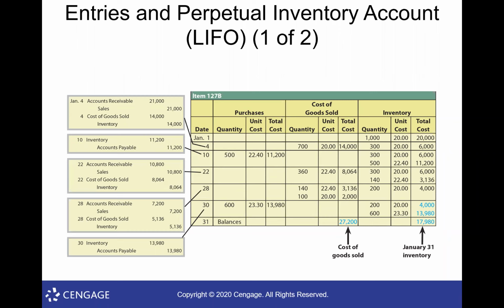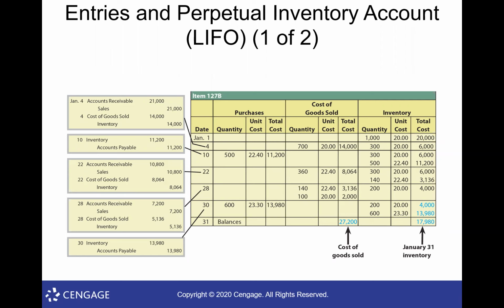That leaves us with 200 units, and those 200 units all had a cost of $20. Those are the first units we had at the beginning. Then on the 30th, we buy 600 more units for $23.30. So that leaves us at the end of the month with 200 $20 units, 600 $23.30 units, and a total cost of $17,980.